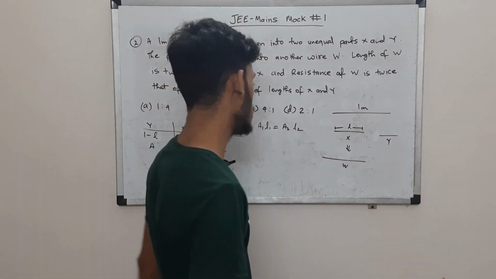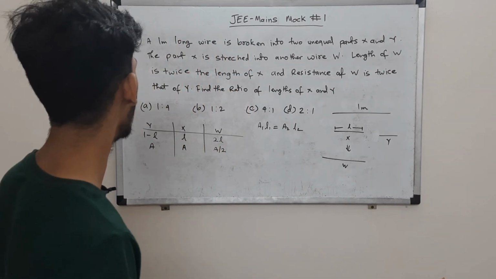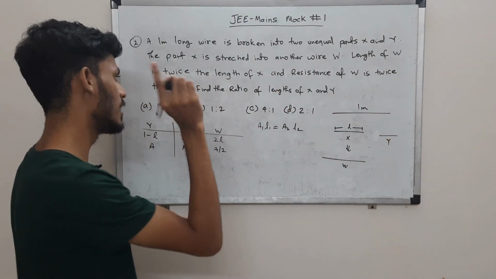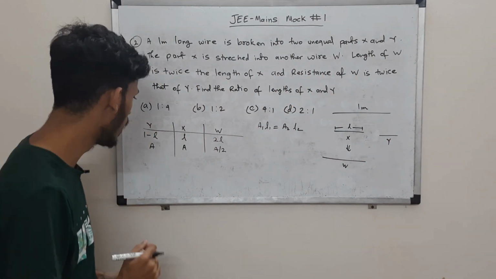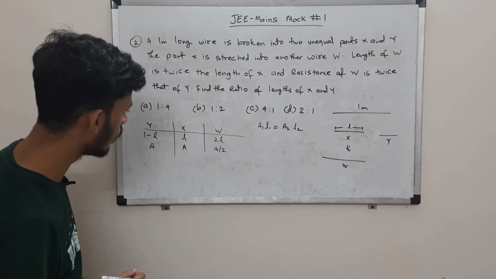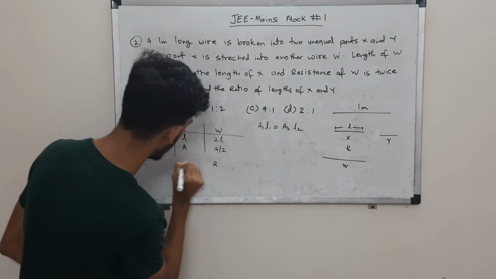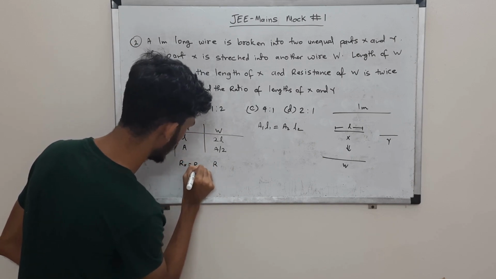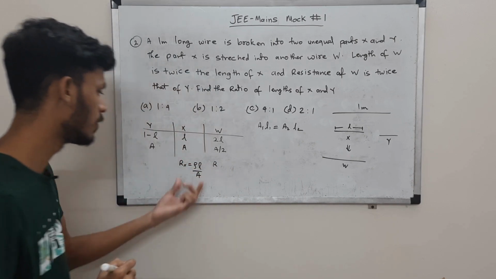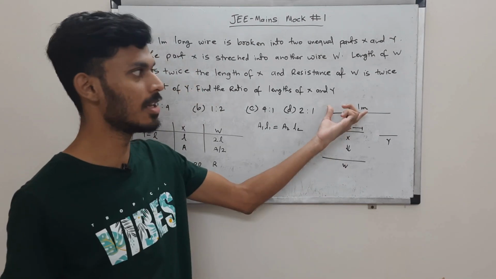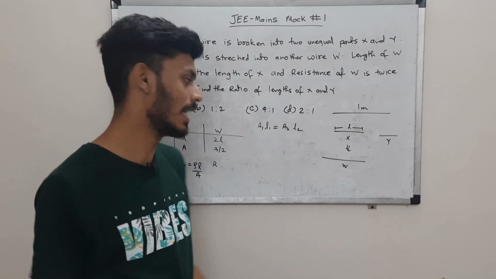So here we have reached wire W. Now we are told that the resistance of wire W is twice the resistance of Y. So first of all, let us find the resistance of X. Resistance of X will be rho L by A, right? If you know the length and the area. Here rho is the same for all of them since it's one wire, same material, right?